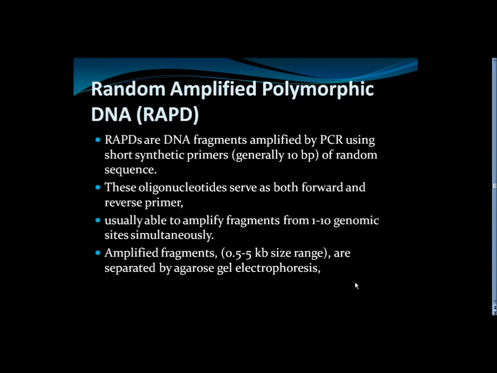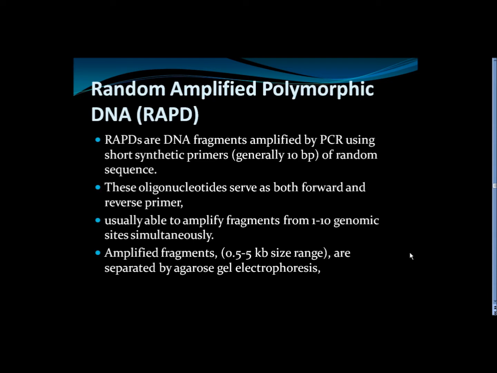Random amplified polymorphic DNA, otherwise called RAPD. RAPDs are DNA fragments amplified by PCR using short synthetic primers, normally 10 base pairs in length, and these primers will be of random sequence. These oligonucleotides serve as both forward and reverse primer. They can amplify fragments from 1 to 10 genomic sites simultaneously.